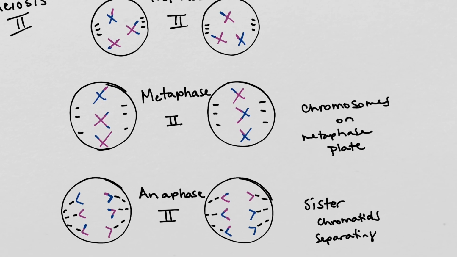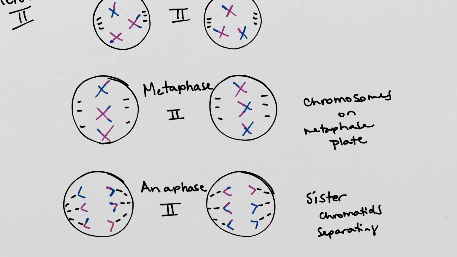Here is a very important distinction between metaphase 1 and metaphase 2. In metaphase 2, you have that single file lineup of the chromosomes. It looks similar to mitosis at this point. This would be the metaphase plate, or the equator, and the chromosomes are lined up along the metaphase plate.